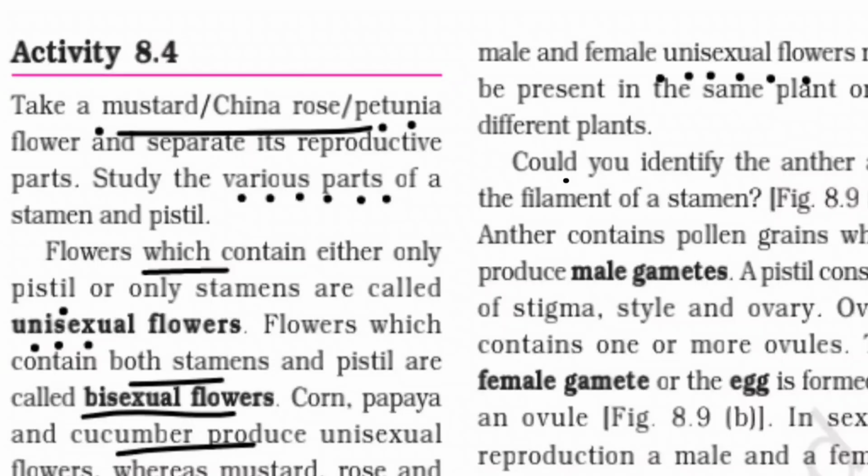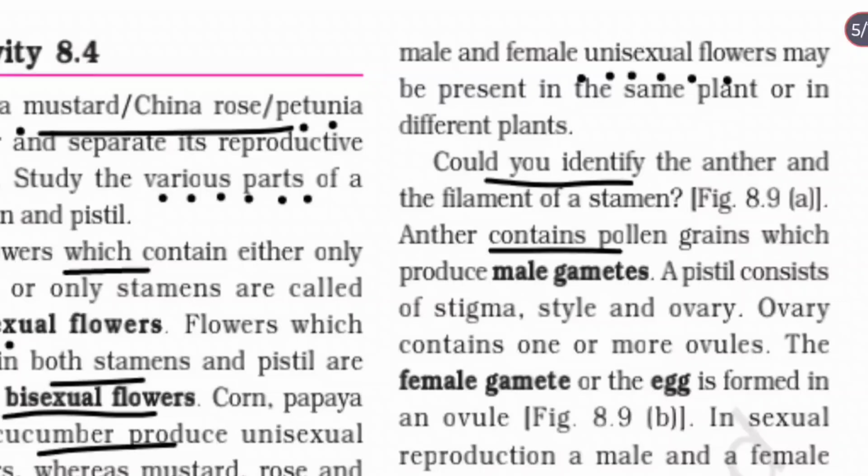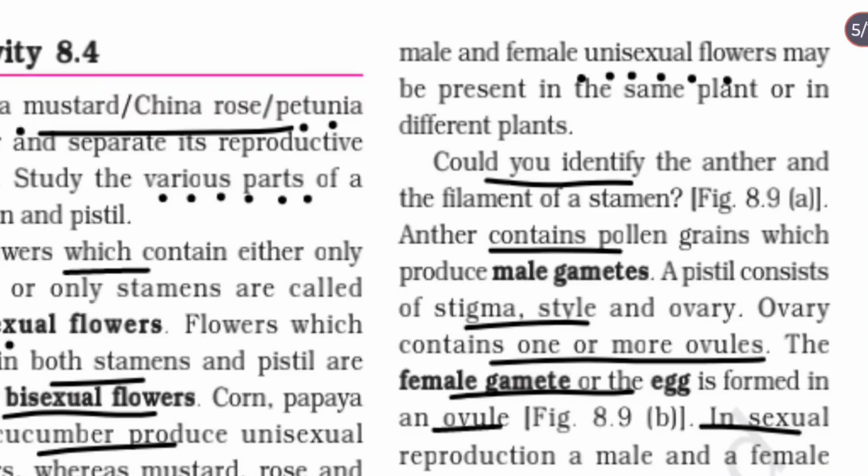Could you identify the anther and the filament of a stamen? Figure 8.9a. The anther contains pollen grains which produce male gametes. A pistil consists of stigma, style, and ovary. Ovary contains one or more ovules. The female gamete or the egg is formed by an ovule. In sexual reproduction, a male and female gamete fuse to form a zygote.